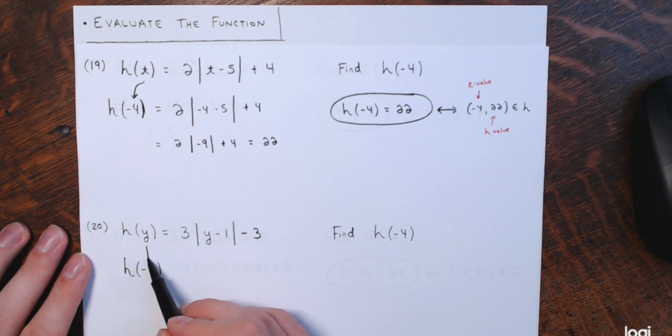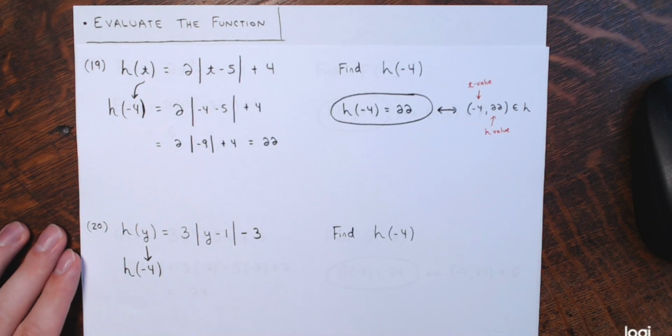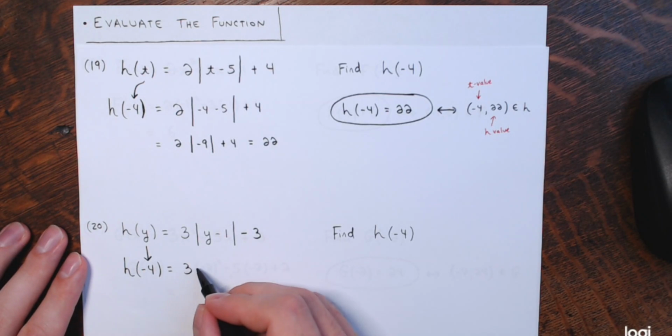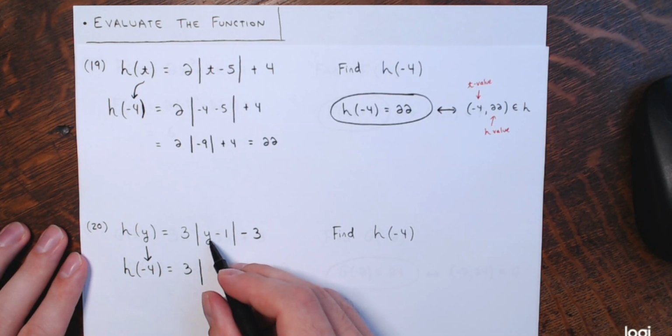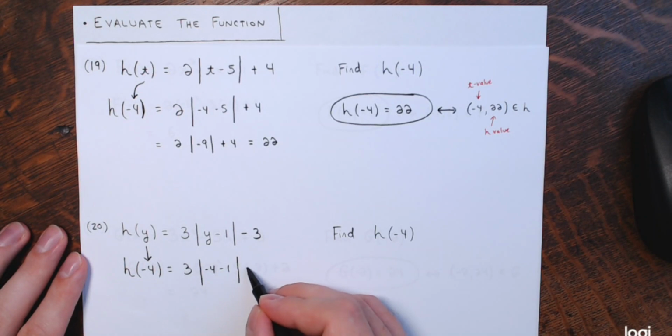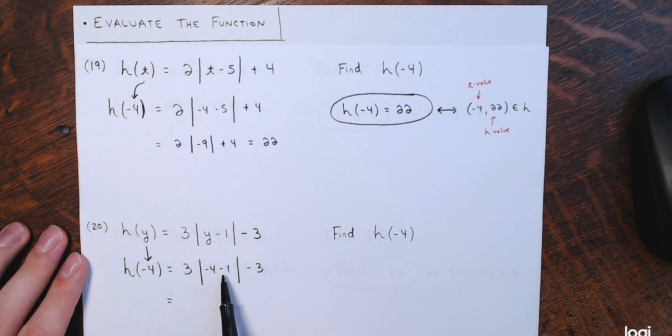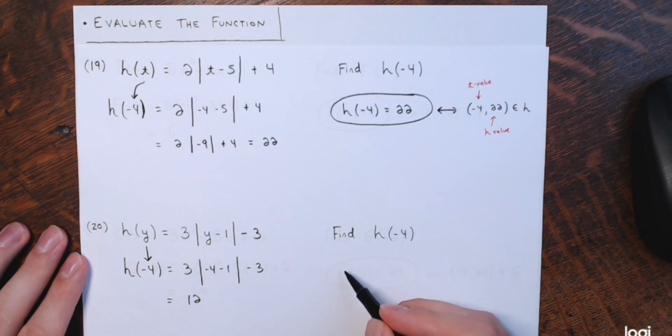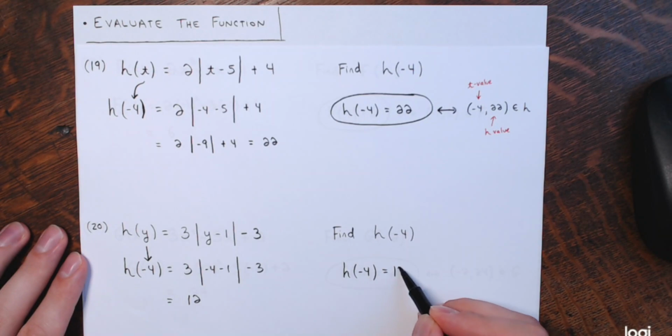Again, this is the input value. It's going to replace y here. So it's 3 times the absolute value of y, where y is replaced by -4, and then we have -1, and then -3 after that. This is -5, right? The absolute value of -5 is 5, times 3 is 15, minus 3 is 12. So we have h of -4 equals 12.